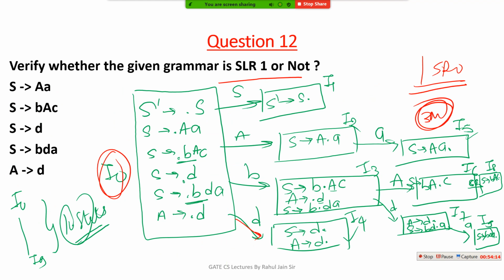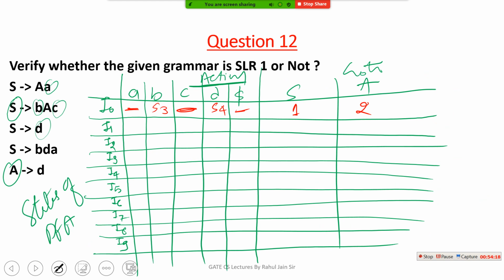Now I am going to I1. I1 is reduced and it is the starting state, so I am accepting it on dollar. And all the rest will be left blank.